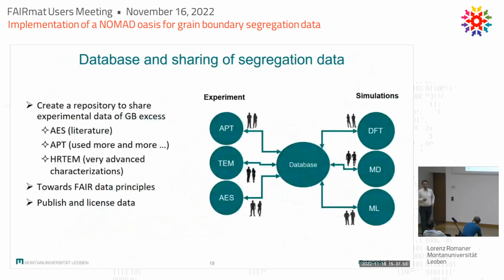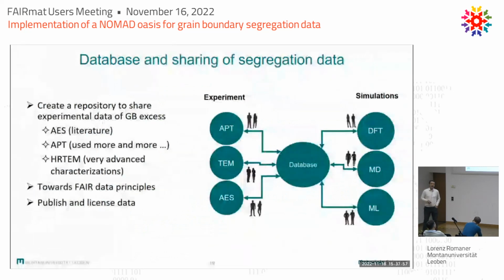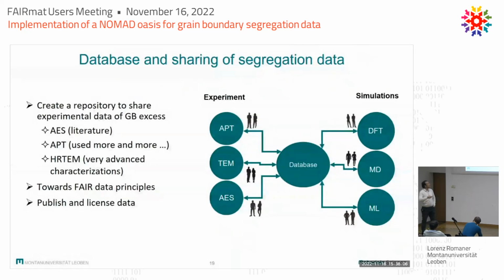So in general, we need more data, and for that purpose, we have thought about creating a repository for segregation data, where we combine a lot of different sources, experimental sources coming from atom probe tomography or from high resolution TEM or also Auger electron spectroscopy into a database, which can then be compared to results from DFT or molecular dynamics, maybe if people are using interatomic potentials, and then maybe also one can try to use some machine learning algorithms on this data.